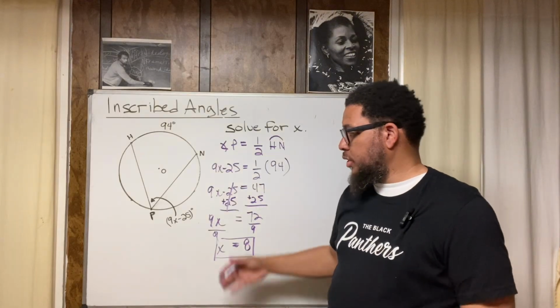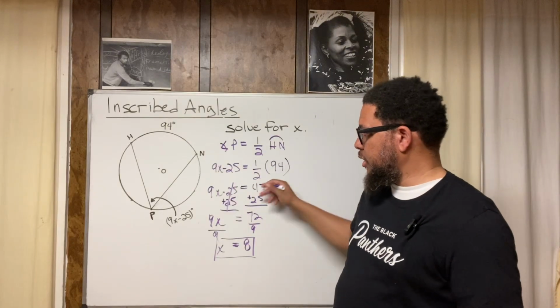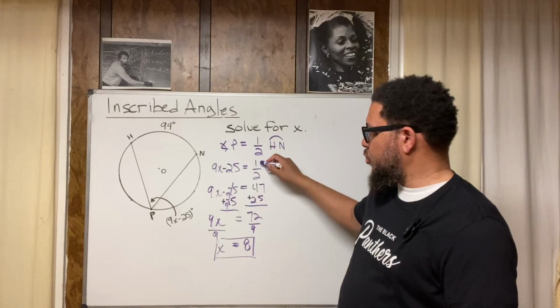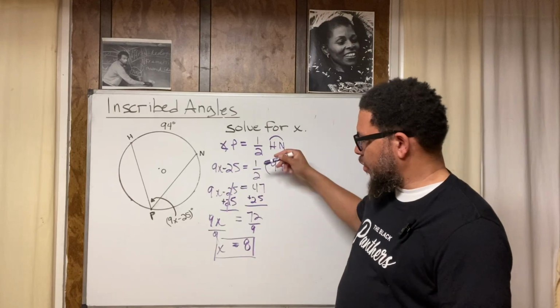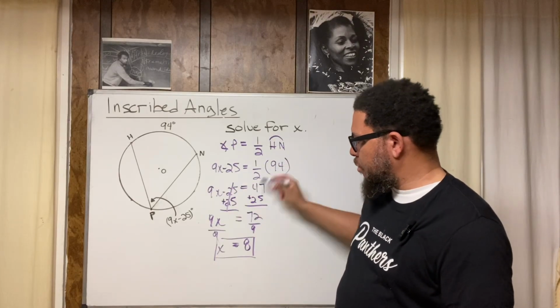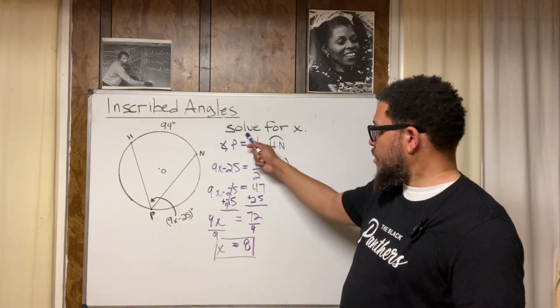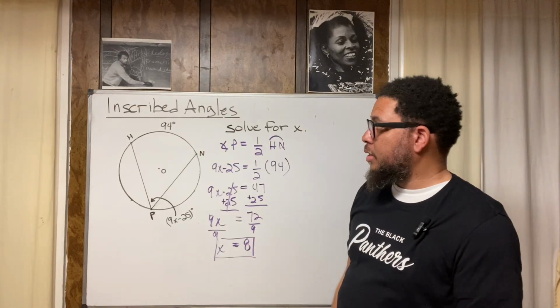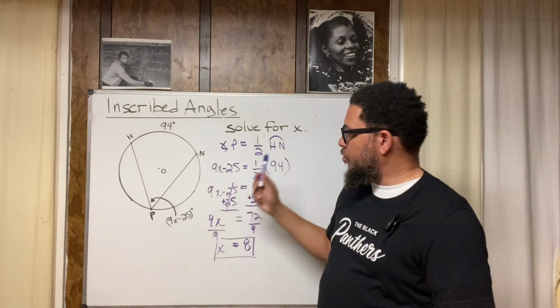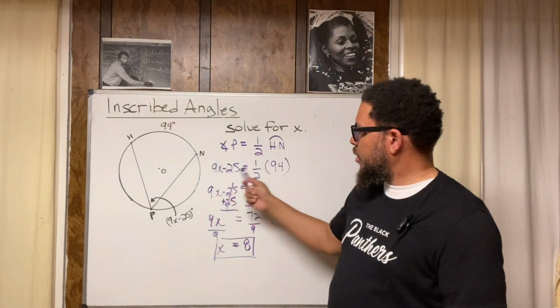And if you know how to solve equations, you good. Like we was good. We know how to solve equations. So we had 9x minus 25 equals 1/2 times 94. Simplify on the right side, boom, get rid of the negative 25, boom, get rid of the 9, boom. We left with x equals 8. Solve for x. We just solved for x. X is 8. So 8 is the value that's going to make this a true statement, right?